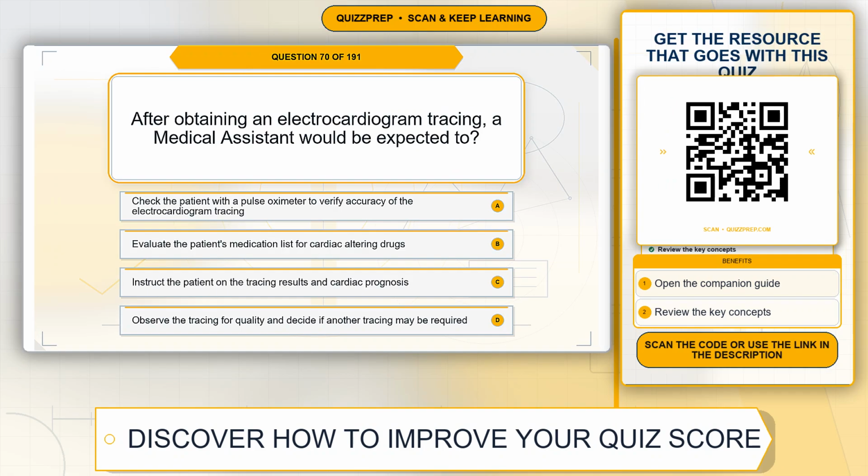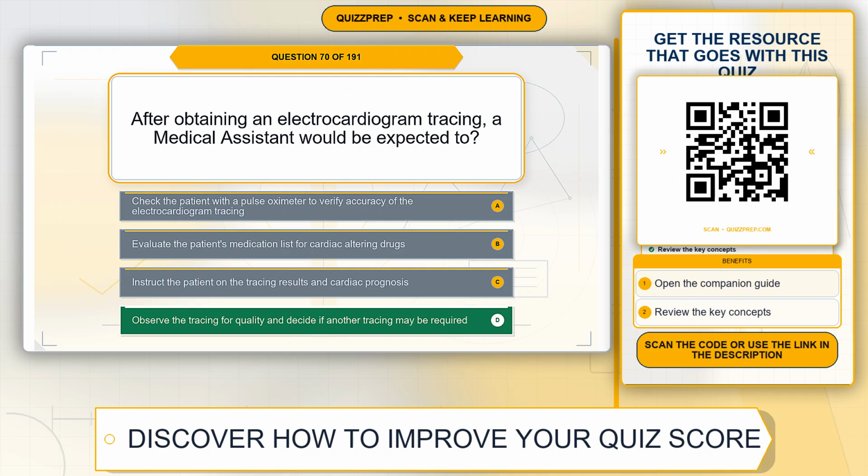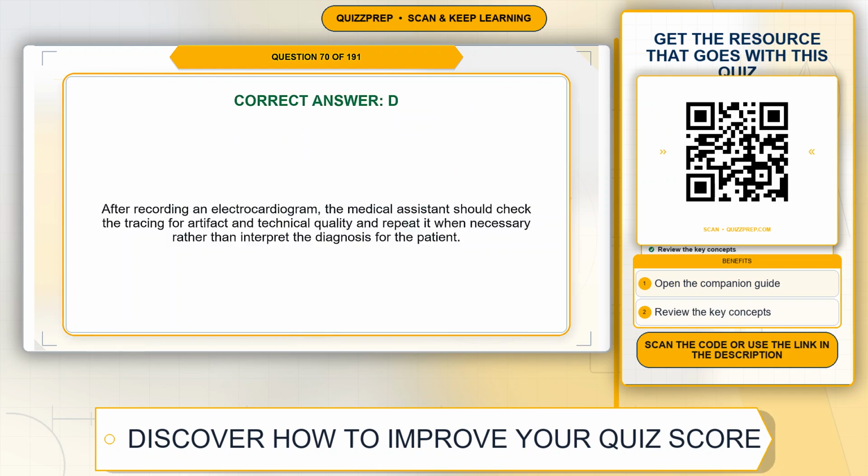Question 70. After obtaining an electrocardiogram tracing, a medical assistant would be expected to: Option A, check the patient with a pulse oximeter to verify accuracy of the electrocardiogram tracing. Option B, evaluate the patient's medication list for cardiac-altering drugs. Option C, instruct the patient on the tracing results and cardiac prognosis. Option D, observe the tracing for quality and decide if another tracing may be required. The correct answer is option D. Explanation. After recording an electrocardiogram, the medical assistant should check the tracing for artifact and technical quality and repeat it when necessary rather than interpret the diagnosis for the patient.